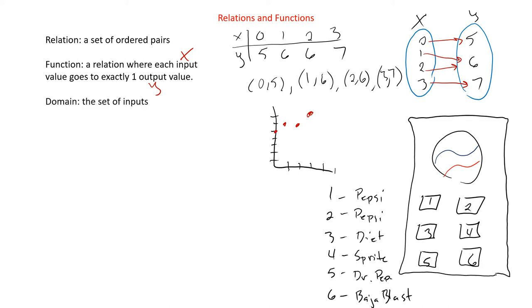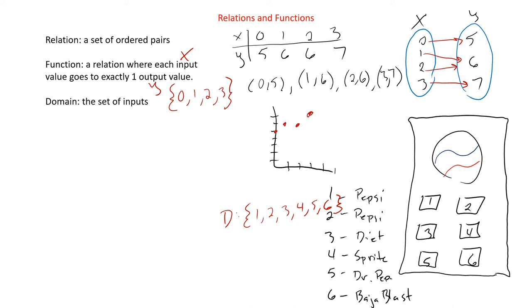We have the domain. The domain is the set of all inputs. So it would be the x values. The domain of our initial set, the one where we have the mapping diagram, we would probably write that using roster notation. Roster notation is where we put the squiggly bracket, and then we just list 0, 1, 2, and 3. Those are the possible inputs we could have. For our soda machine, our domain would be the buttons. We had button 1, 2, 3, 4, 5, and 6. That would be our domain.